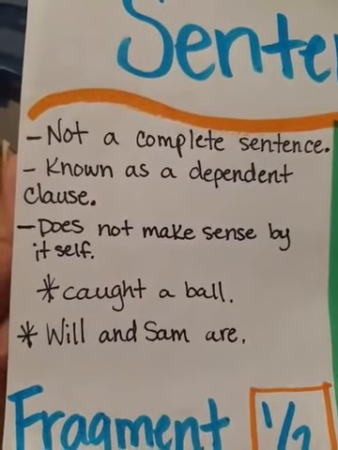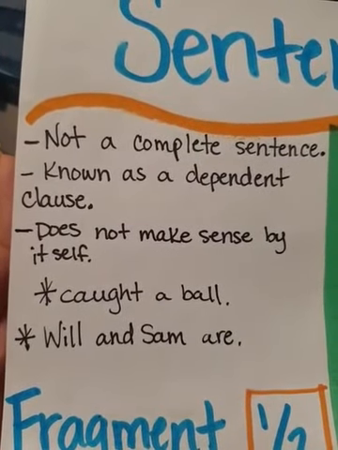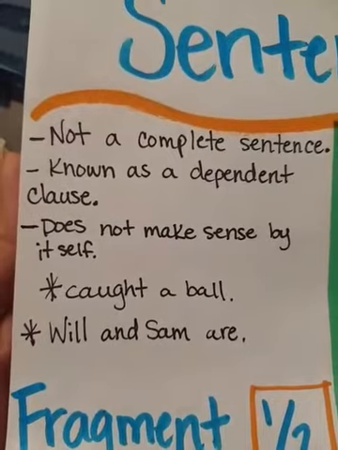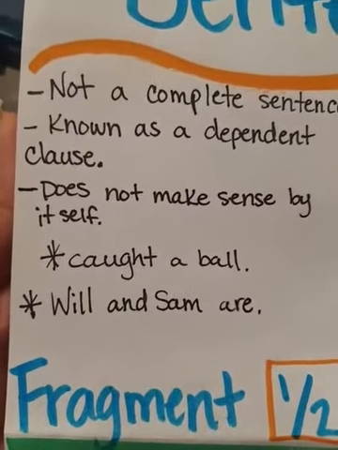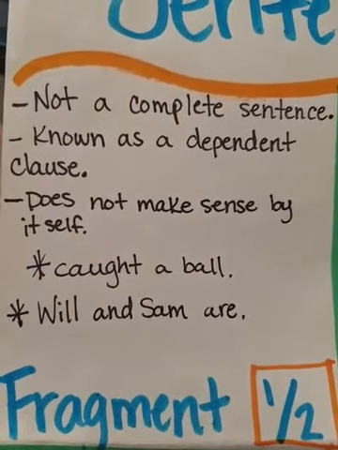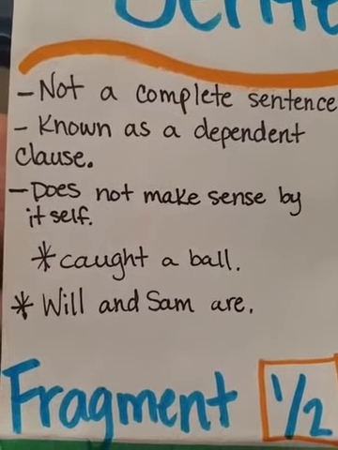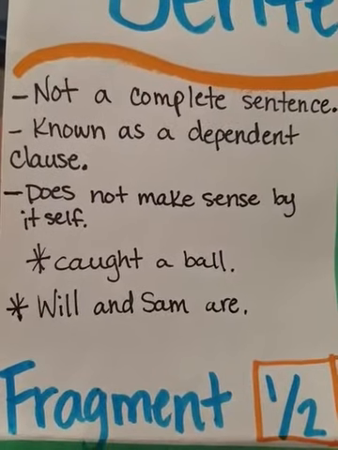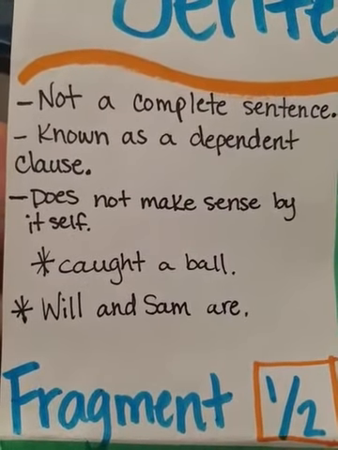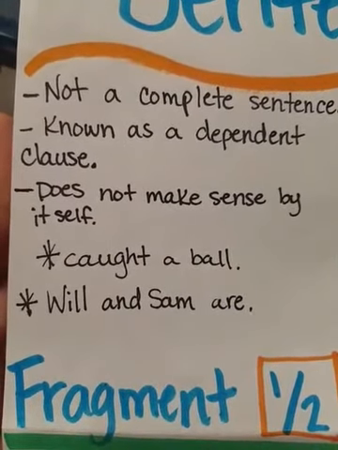Here's an example. Caught a ball. That's an incomplete thought. We don't know who, so it's missing a subject. Another example. Will and Sam are. Once again, this is a fragment. It's missing information. It's not a complete thought, not a complete sentence. Okay?